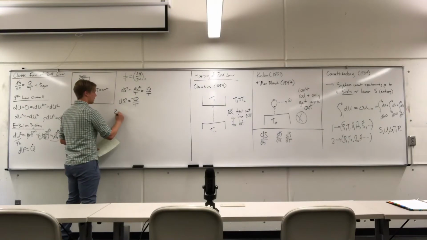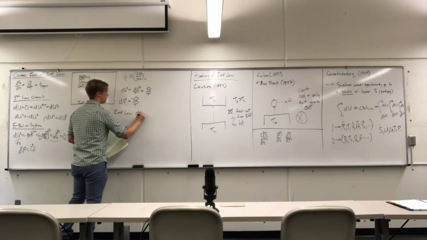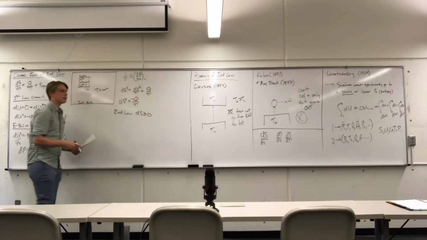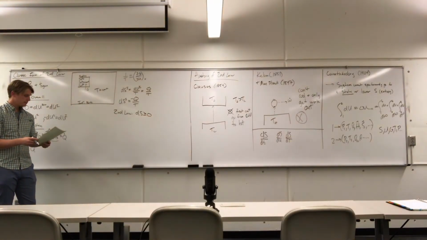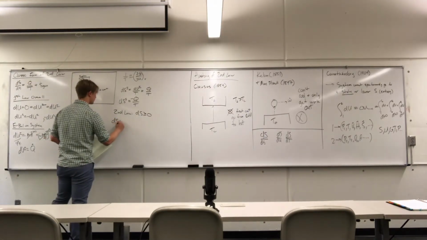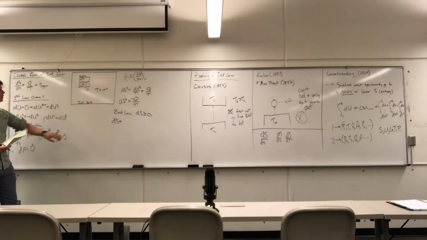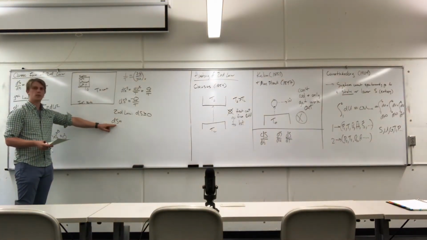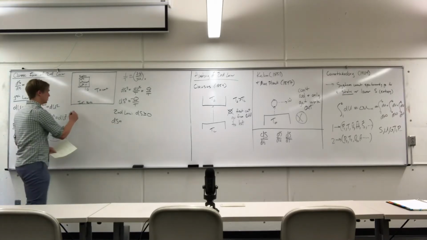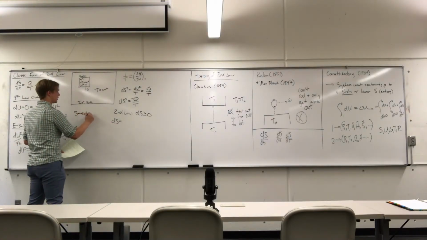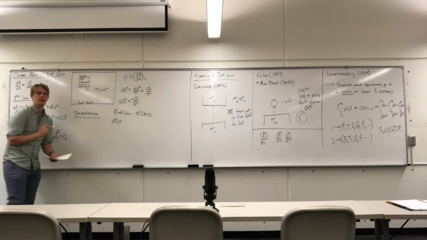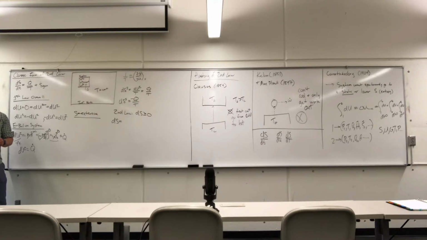We'll bring in the second law, which simply states that dS is greater than or equal to 0. One thing that I forgot to mention is that entropy is extensive. What does extensive mean? It's in contrast to intensive. An intensive property does not depend on mass or the size of the system. So what is an intensive property?